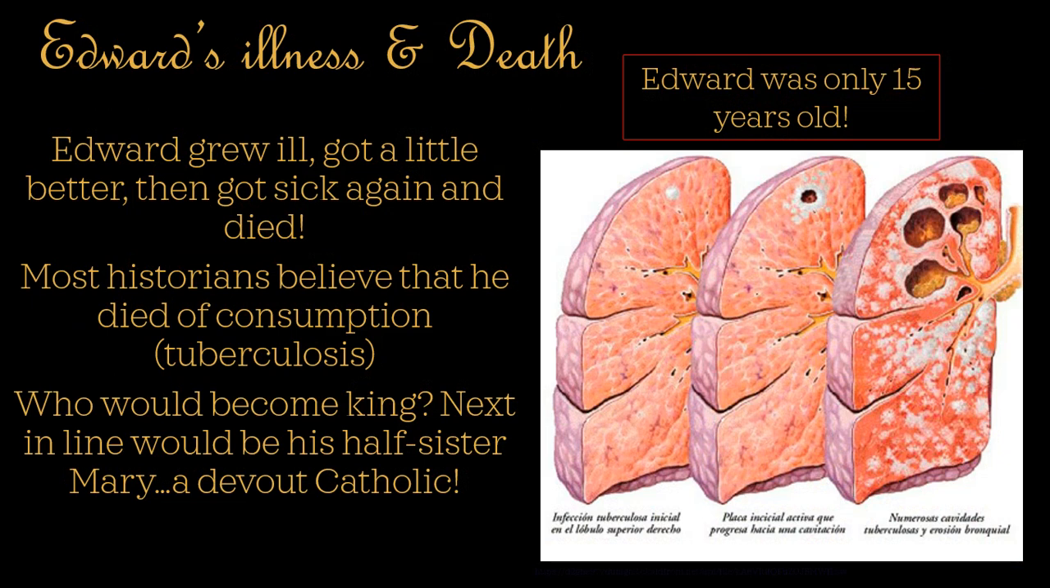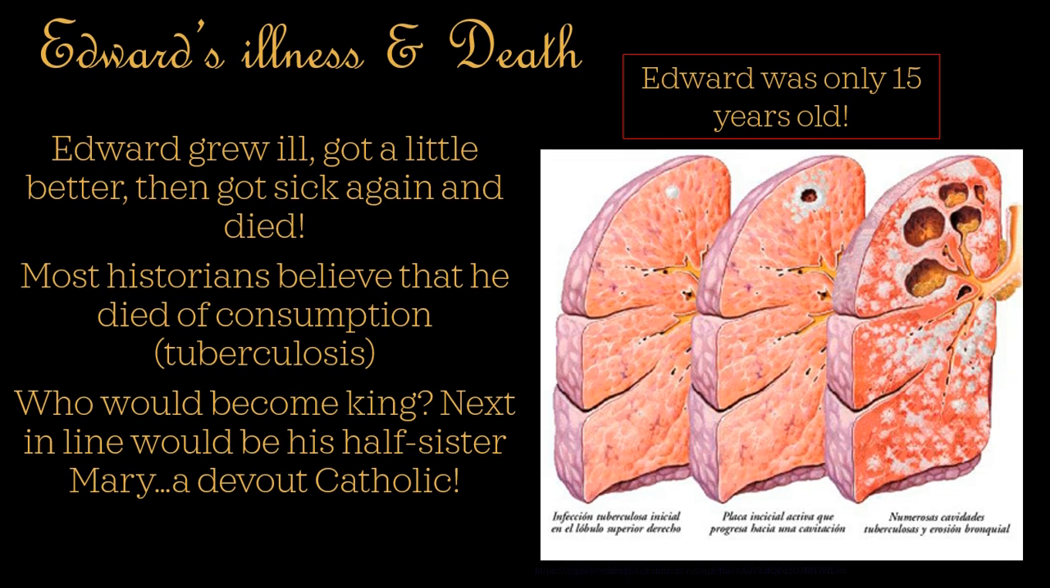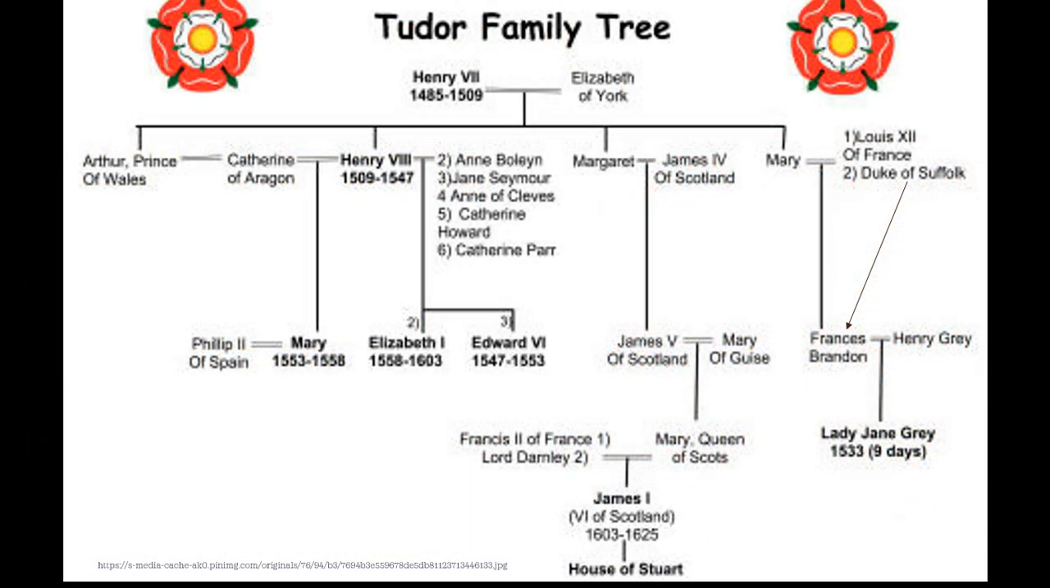So we have a succession crisis now. Obviously, Edward does not have a son, and so who's going to become the king? Next in line officially would be his sister Mary. Okay, there's a problem with Mary. She's a Catholic. She's also a woman. All right, so some people didn't believe a woman was capable of taking over the throne at that point. The problem was there were no males in the line. There's nobody who could have done that. Okay, so let's take a look at the family tree.